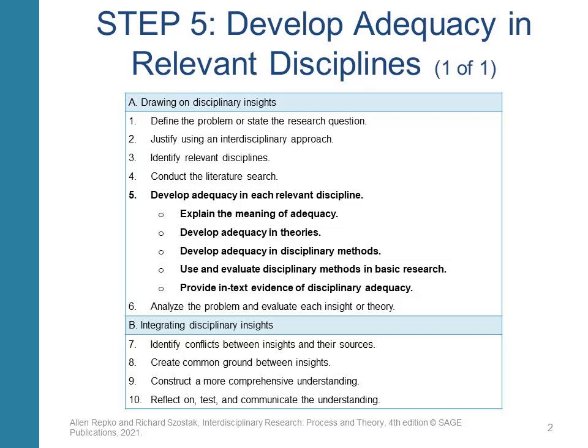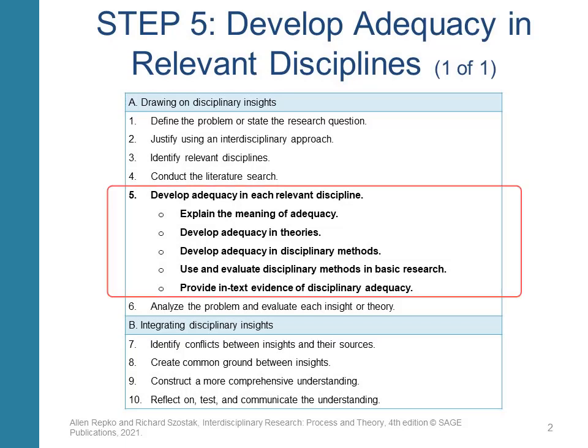This week, we are going to explore the fifth step of the interdisciplinary research process: develop adequacy in each relevant discipline. To develop adequacy means to understand each discipline's contribution to the problem and then evaluate each discipline's insights. Understanding and evaluation. We pay attention to the epistemology, assumptions, concepts, theories, and methods of each relevant discipline. There are 5 tasks or sub-steps involved in step 5.